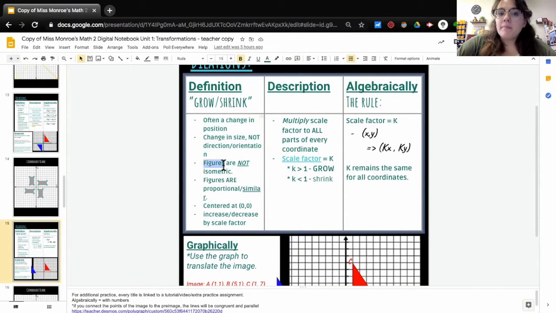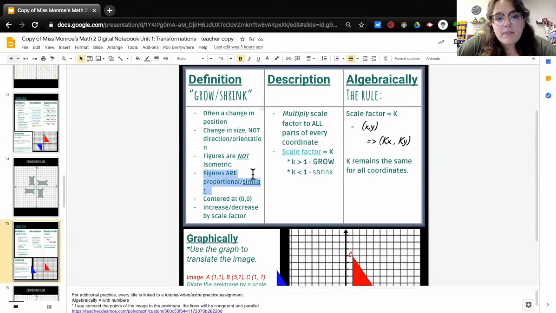This next part, figures are not isometric or congruent. This triangle, if I dilate it to this triangle, is no longer the exact same triangle. It makes it bigger. Therefore, it is not a mirror image. It is not exact. It is not isometric.